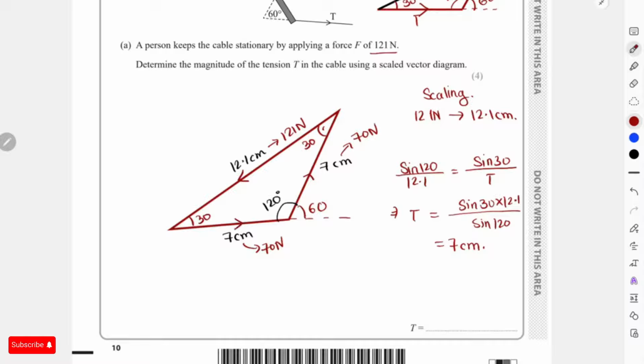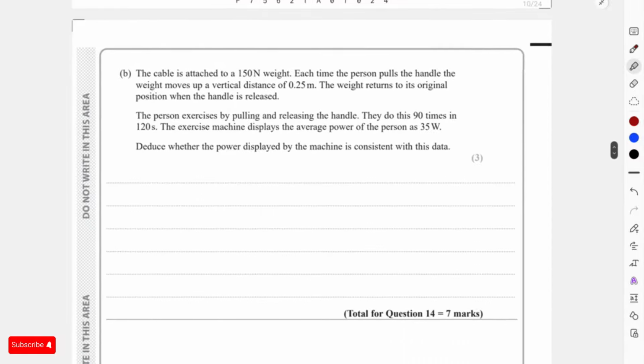Right, so this is how your diagram is supposed to be, and never include these lengths onto your diagram. The length should be of this much amount, but you do not add those to the information of your diagram. So that is it for question 14a. We'll move on to question 14b.